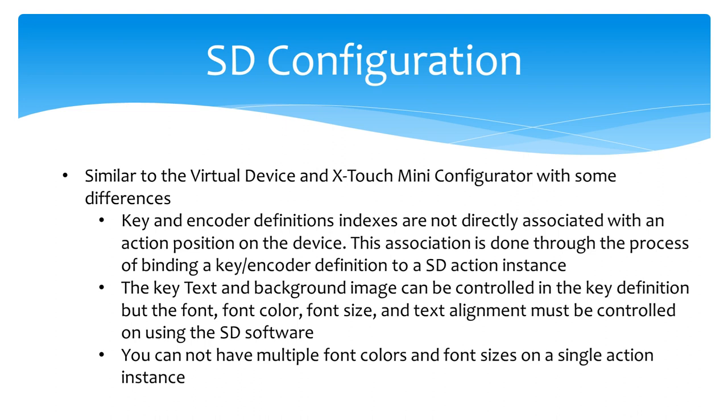Key and encoder definition indexes are not directly associated with an action position on the Stream Deck device. This is an association that is done through the process of binding a key or encoder definition to a Stream Deck action. This is a little different than what you had with the virtual device or the X-Touch Mini. Each key definition position index, like key 0 or key 1 or key 2, had a direct correlation to a position on the PI engineering keyboard or the virtual device. What makes this different with the Stream Deck device is, after you define all your key and encoder definitions, in other words, what you want done when an action is activated or an encoder is rotated to the right or to the left, you have to make an association between that definition and where you physically put that action on the Stream Deck device.